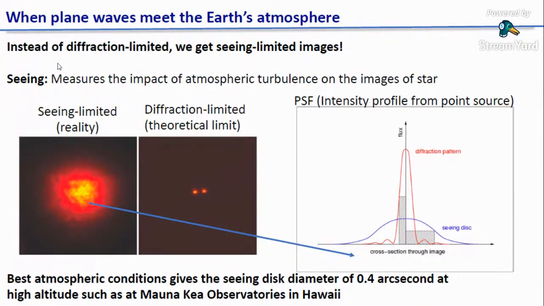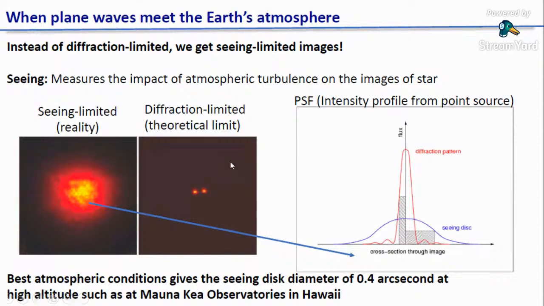You can see in this image, which is of binary star systems, we were expecting these images, the theoretical limit known as the diffraction limited image. But what we get is this blurry thing, and we cannot resolve out of it that there is a binary pair of stars. So earlier there was a peak, but now the function is spread all over it.